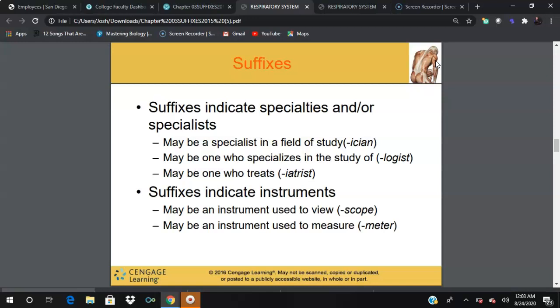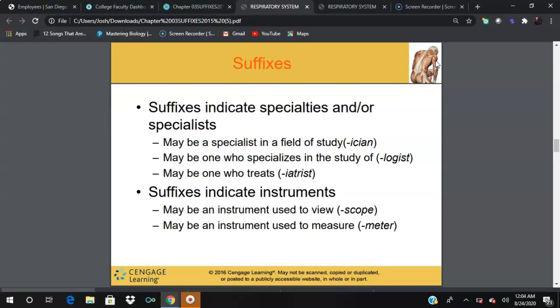Okay? And so those all seem similar, and they are, but there's enough of a difference between them that we have to make sure that we know these word endings, okay? Because there are differences even though they are small differences.